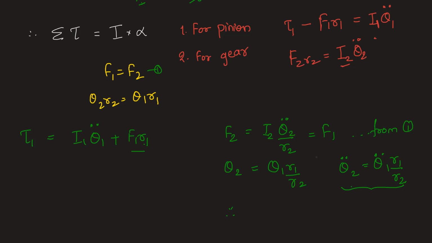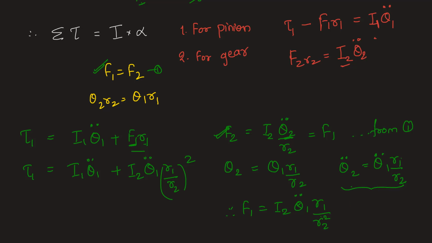Therefore, when we put theta 2 double dot here, we will have F1 equal to I2 theta 1 double dot R1 by R2 upon R2. So it is R1 by R2 square. This value of F1 we will put here in the expression of tau 1. So we'll have I1 theta 1 double dot plus F1, which is I2 theta 1 double dot R1 into this ratio, so it is R1 square by R2 square, R1 by R2 whole square. This is the value we get for tau 1. F1 is equal to F2 from equation 1 we got. And we get the value of F2 here.